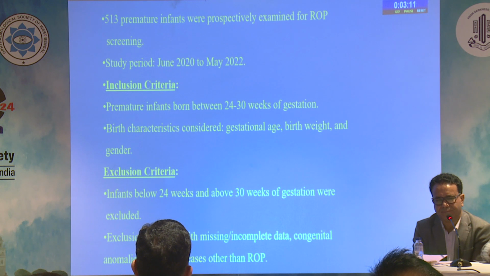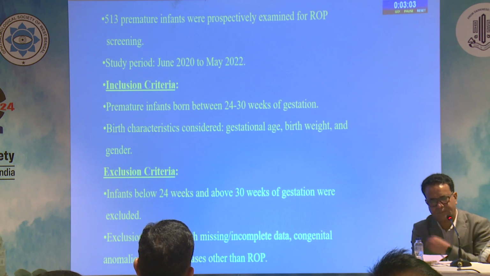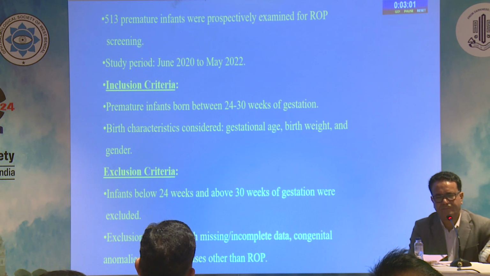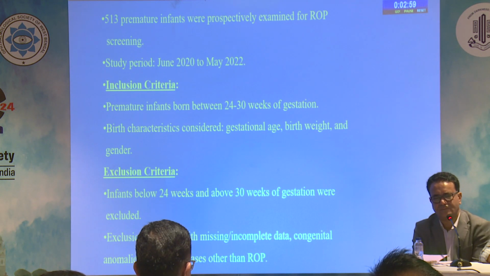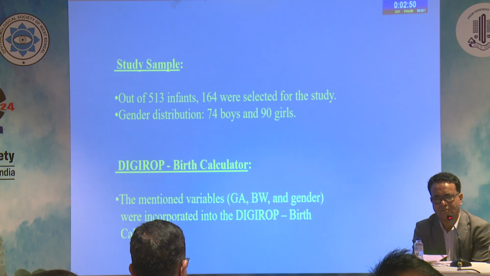The inclusion criteria included premature infants born between 24 to 30 weeks of gestation, with birth characteristics of gestational age, birth weight, and gender. Exclusion criteria excluded all missing and incomplete data, other high risk factors, congenital anomalies, and other eye diseases apart from ROP. Out of 513 infants, 164 were selected for the study based on inclusion criteria, and the gender distribution was 74 boys to 90 girls.